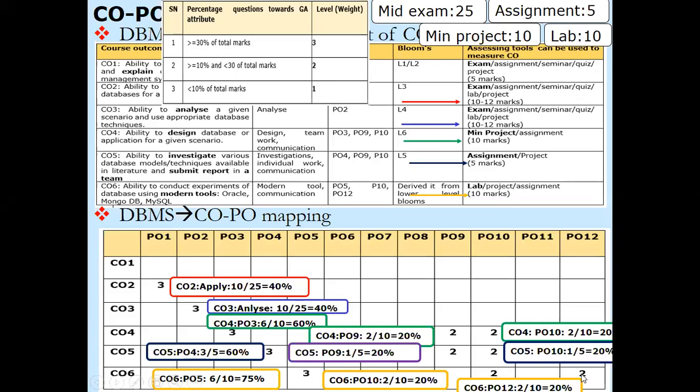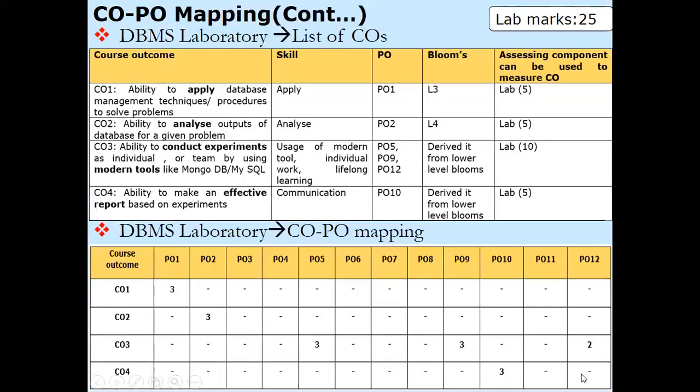Now with respect to lab mapping, I want to show here the CO-PO mapping for lab courses. Here I am taking the subject called DBMS. There are 4 course outcomes here. Total marks is 25. I already told that for procedure I have allocated 5 marks, 5 marks for the output, 10 marks for the conduction of the experiments, and for the lab report I allocated 5 marks. Considering all the different components, mapping is taking place here.